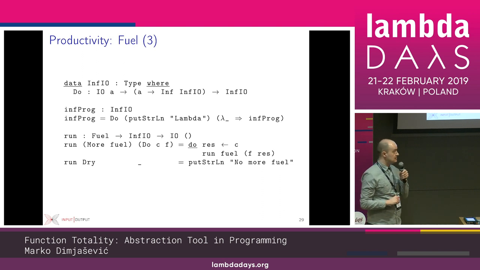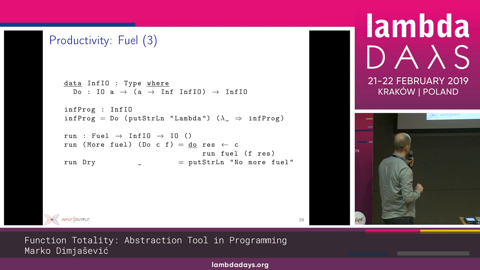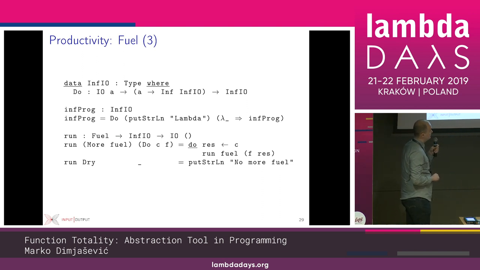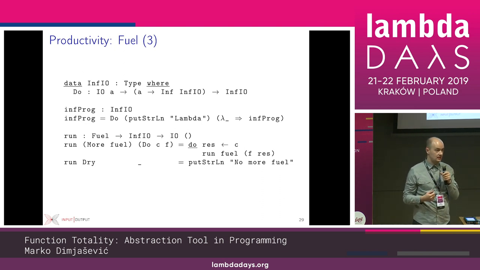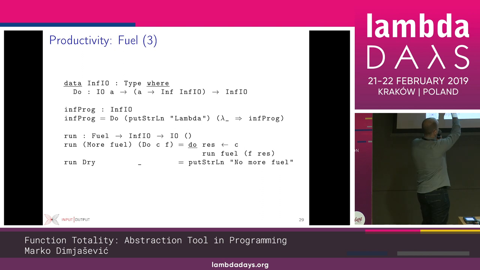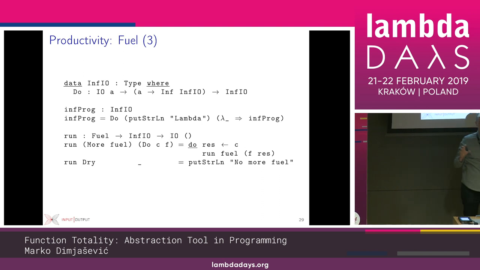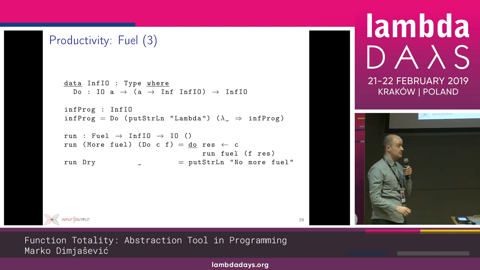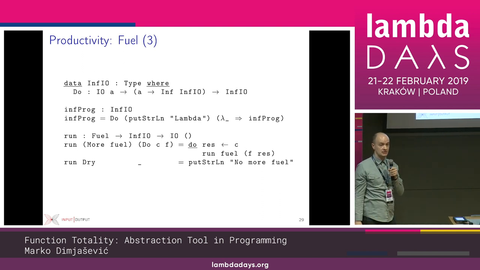But of course, the interesting case is here when we do have some fuel. So it's More of fuel. And just like before, we run the IO action, C, and get a result in res. And again, we call recursively the run function. But now you can see we are passing in this additional argument, fuel. This is running into a base case because here in the pattern match, we deconstructed it into a More of fuel, and here we are passing in fuel only. So it's a smaller value. And if we pass, for example, two drops to this function, it will run only for two iterations. But this will also enable us to pass in that forever value. It will keep on running this interpreter forever.